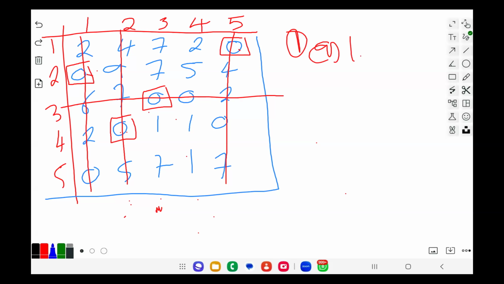Identify the minimum value of undeleted cells, those cells that are not deleted. Identify the minimum value. Number 2, B: you add the minimum value to all intersections of the matrix.